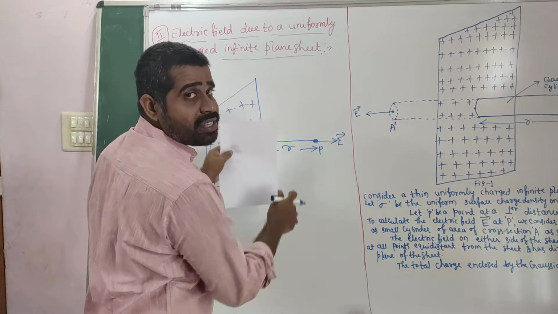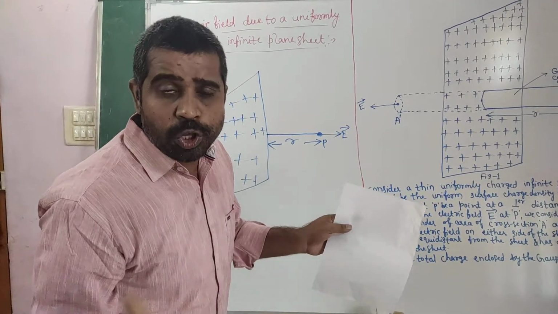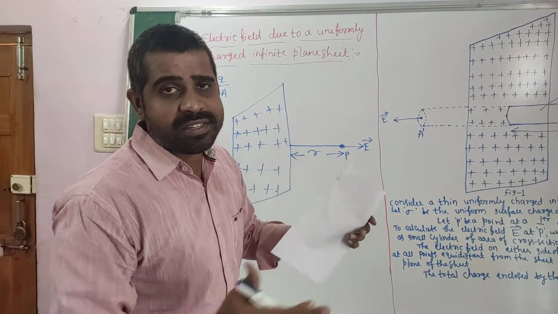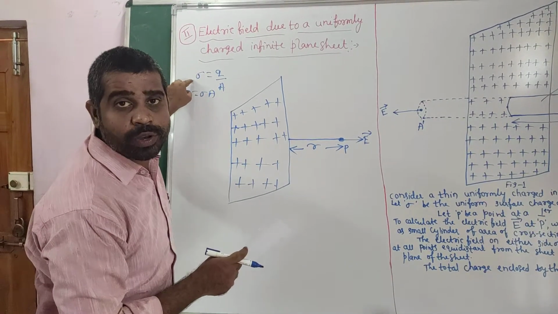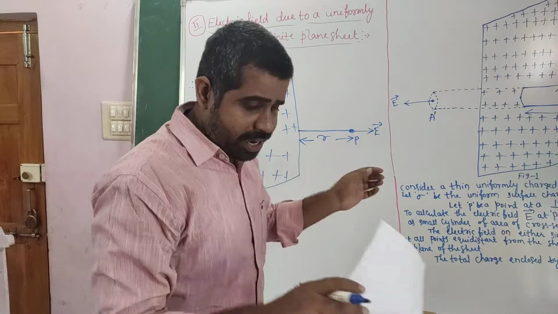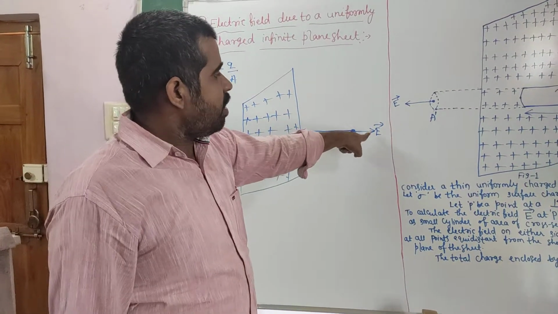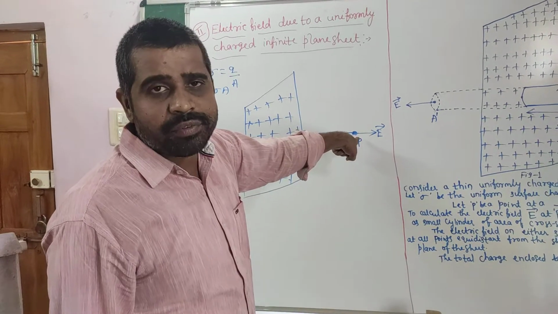At point P, what is E? The electric field is radially outwards, because Q is positive and hence sigma is also positive. Let us see, our aim is to find the magnitude of the electric field at point P.